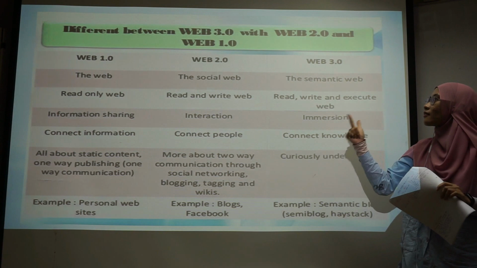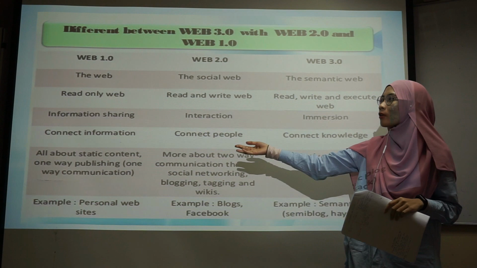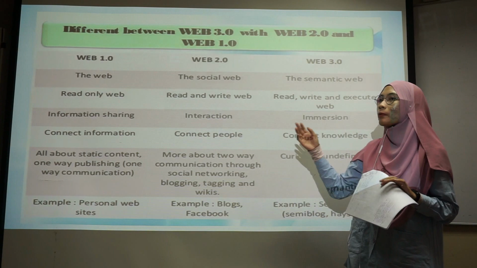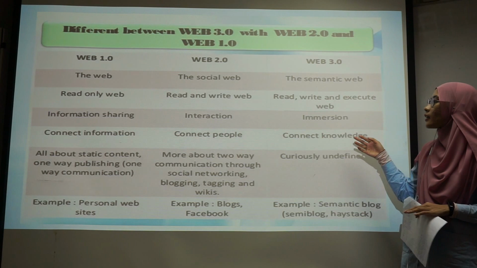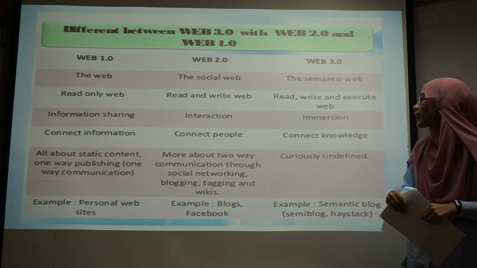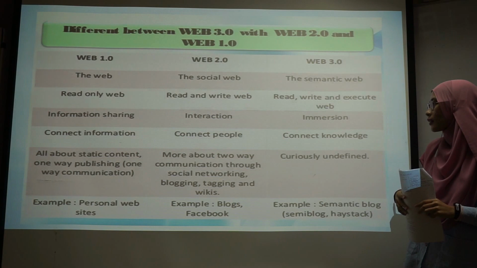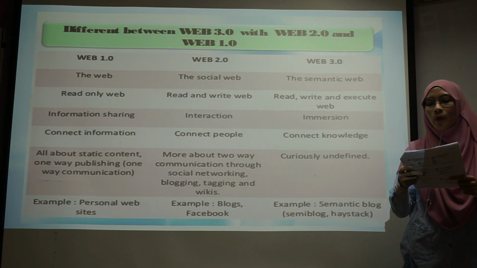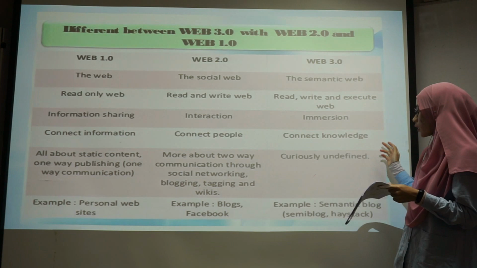For web 1.0, they can only share information, for the second there is interaction between the consumer and others, and the third one will be immersion. Web 1.0 can connect information, the second one can connect people, and the third one can connect knowledge. For example, web 2.0 is like Wikipedia, where visitors can add, delete or modify the content. And web 3.0 is like Wolfram Alpha and Apple Siri.